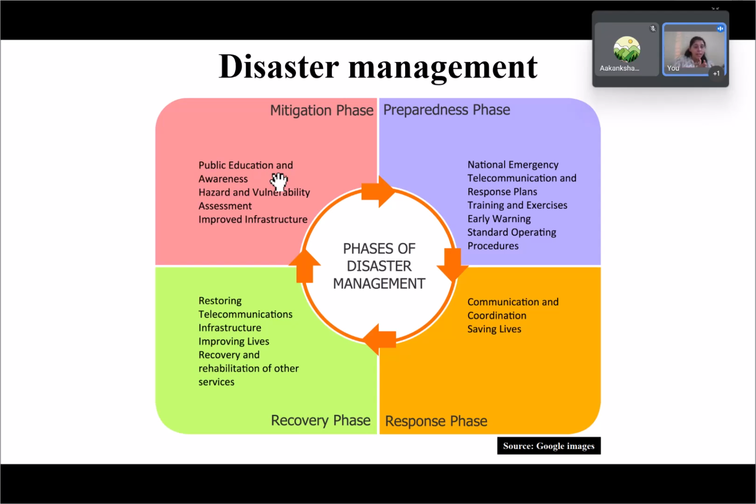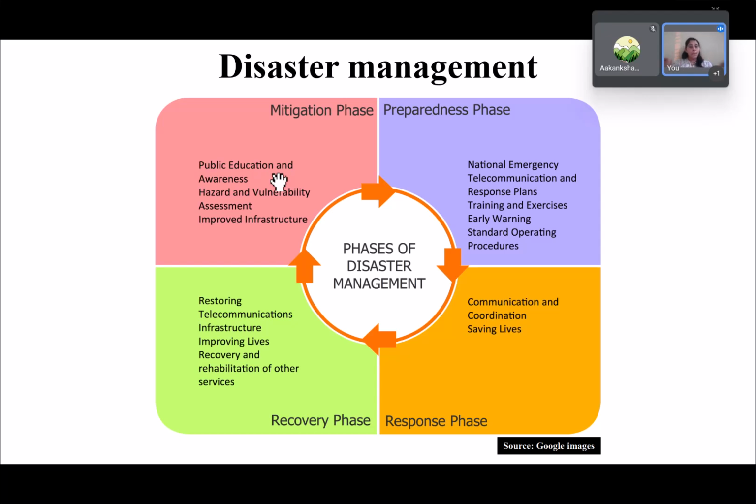How do you prepare? You have national emergency telecommunication and response plans. You know that this is going to be flood, so we should be ready with this. You have trainings and exercises for all the community people who are supposed to respond the correct way when the disaster happens. Early warning, which predicts well beforehand, and SOPs. Say there's an earthquake in this region. It's an earthquake prone zone, and you have an SOP. Whenever you have an earthquake, you should move out of your houses. You should go assemble in a bigger, broader, wide area. All these are SOPs, and all these have to be told to people well in advance.